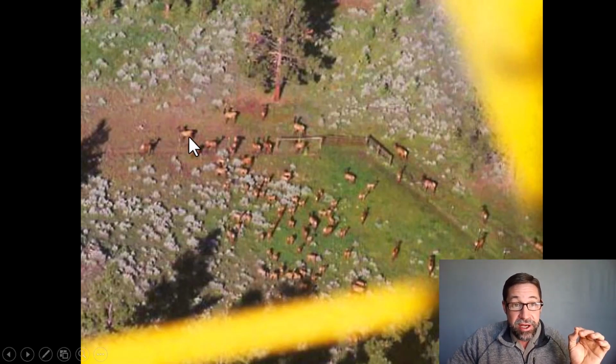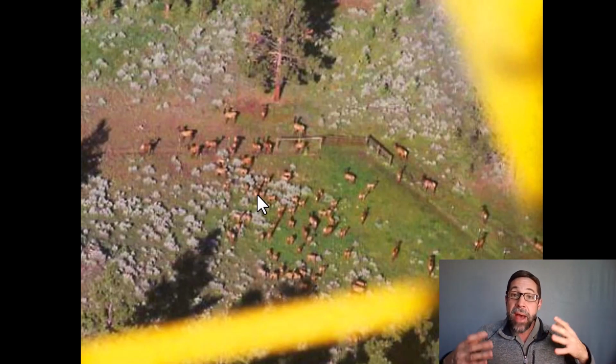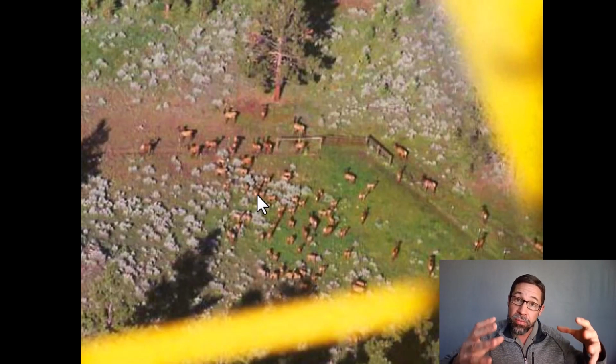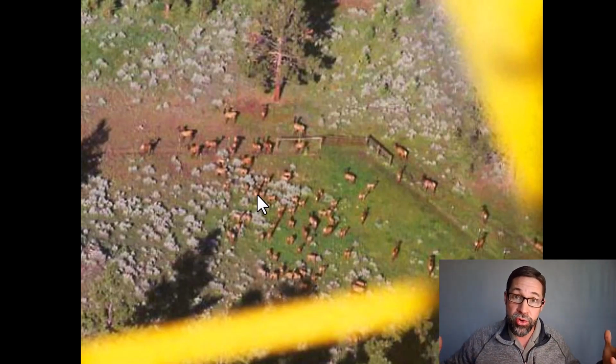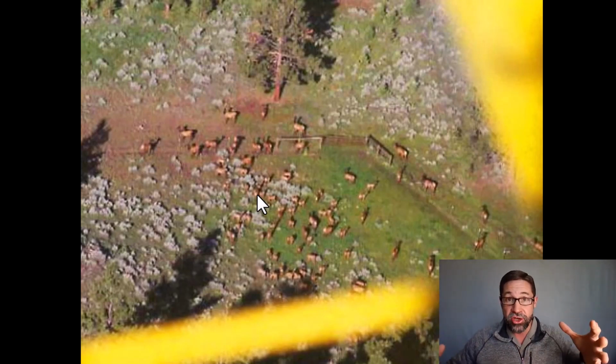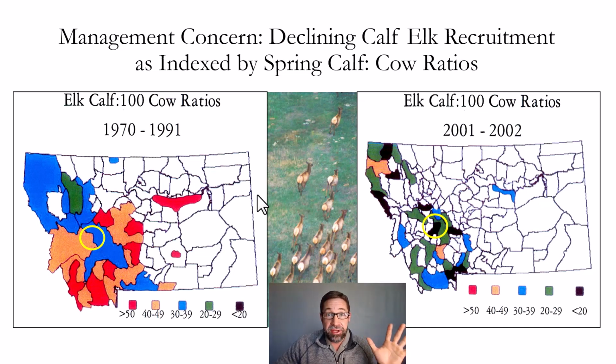What do I mean by that? This is a cow, cow, cow, calf, calf, calf. What you're going to do is generate a metric called a calf-cow ratio. Managers want to know how many calves are produced per 100 cows because it's a measure of recruitment, the number of young that are going to be recruited into the breeding age population. You can also generate bull-cow ratios, and I'll be discussing both of those in this presentation. But let's start with calf-cow ratios.